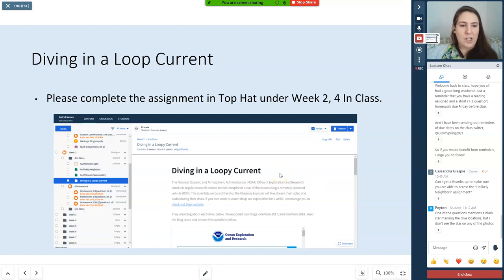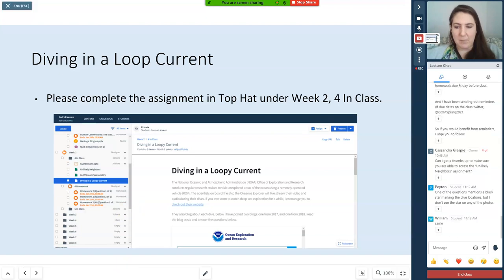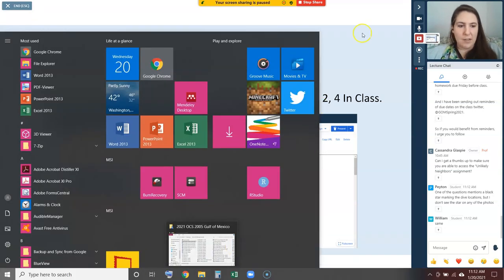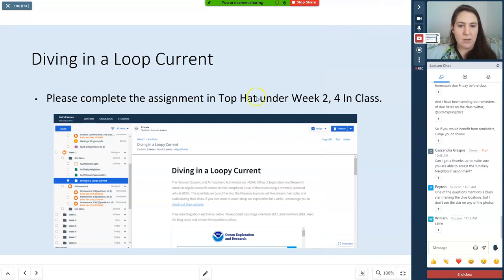One of the questions mentions a black star marking the dive location, and you don't see a star on any of the photos. So I do think that there's a black star there. It might be overly small. It's outlined in white. If you can't see that star, then let me see what questions I think you can answer.